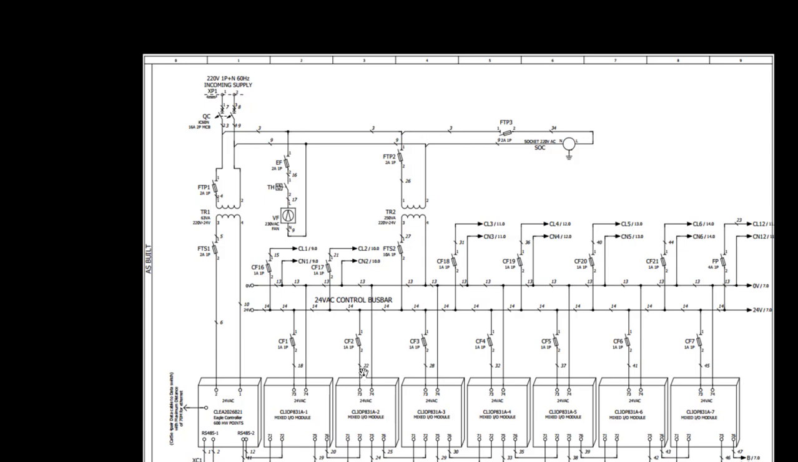Similarly the cable number is 22. So it is very important to know what all these things mean in a drawing. And then we have other fuses like here CF18, 19, 20. These are for the field devices and also for the relays being used.